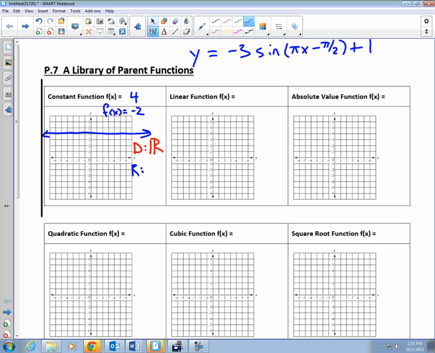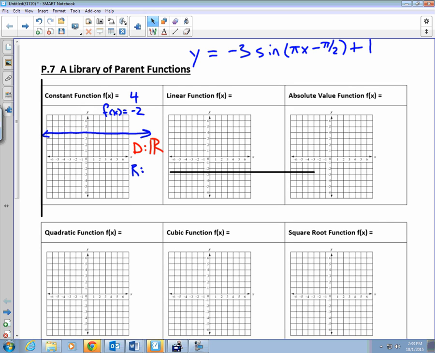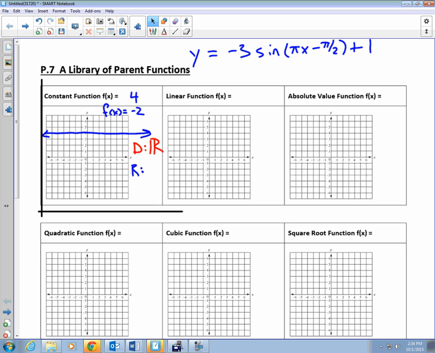The range is the output, so it's the y values. Here's the way that we talk about range: we draw a horizontal line. What y value is this sitting at right now? -5. Does the graph cross at -5? No. How about here? How about here? There's only one y value that it crosses. What is that? +4. So the range is just one number. The range is y equals 4. That's it.